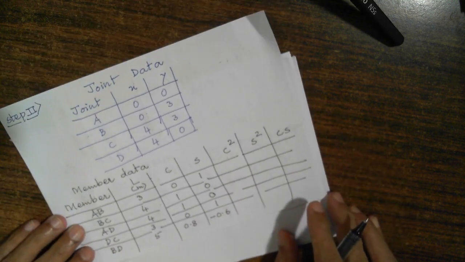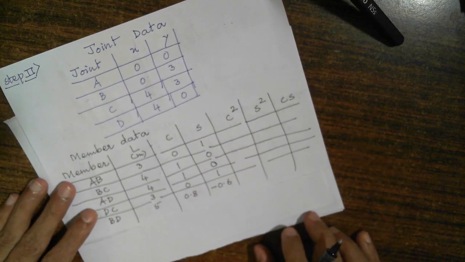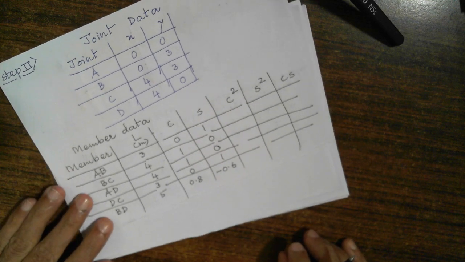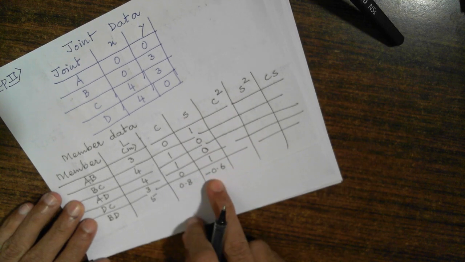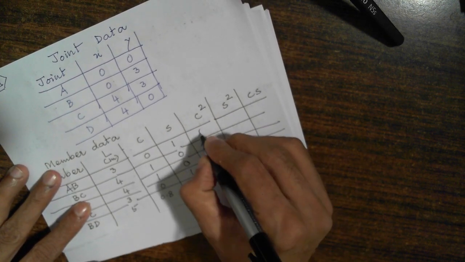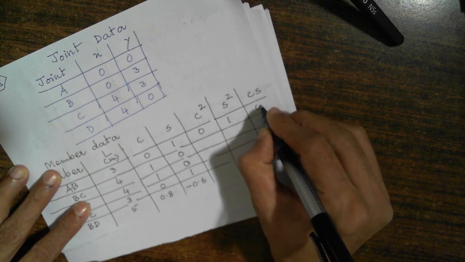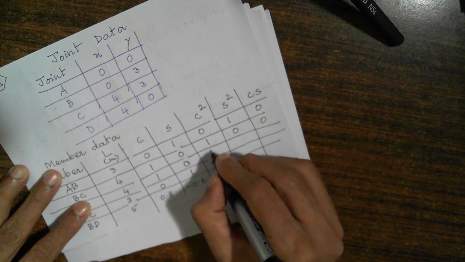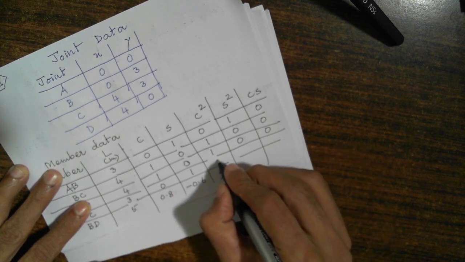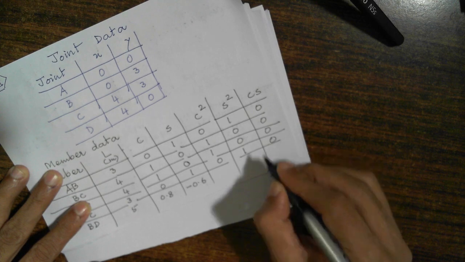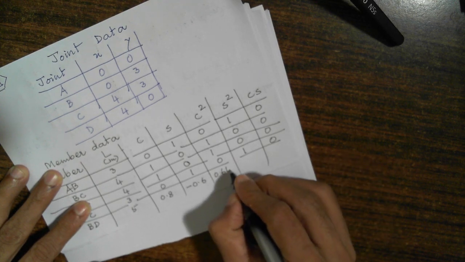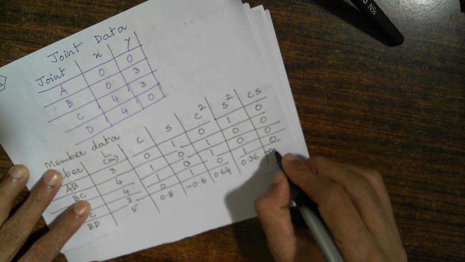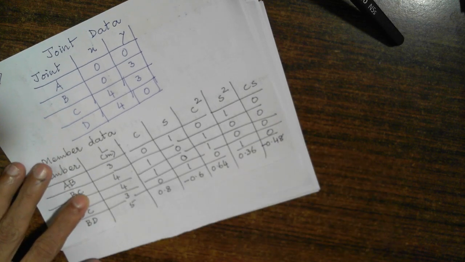All of us know the formula for cos and the formula for sin. In the last 3 lectures we have dealt with it at length, and then we have calculated cos theta and sin theta accordingly. So naturally cos square is 0, sin square is 1, cos sin is 0. Here cos square is 1, sin square 0, cos sin 0. 1, 0, 0, and 0, 1, 0, and here 0.64, 0.36 and minus 0.48. This is my member data.